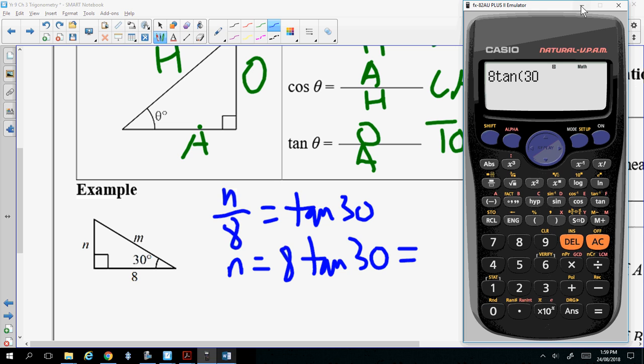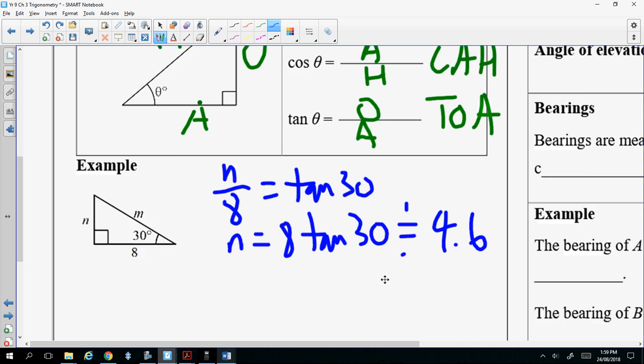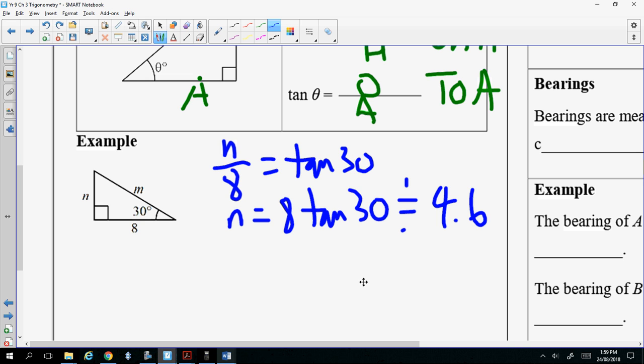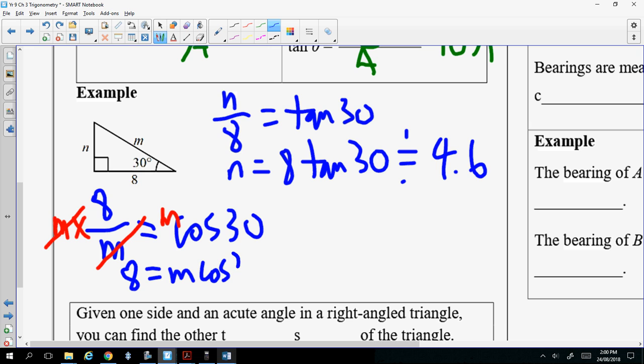Okay, how about m? How do I get m? 8 over m equal to cos 30. So this one is a bit tricky. You have to multiply both sides by m. And then what do I do after that? You have to divide by cos 30.